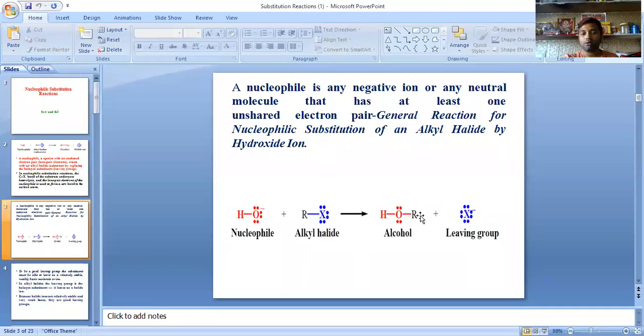So this is our product, an alcohol. And this is our leaving group, the halide ion. Understood? This is a typical nucleophilic substitution reaction, a very easy nucleophilic substitution reaction. Understood?